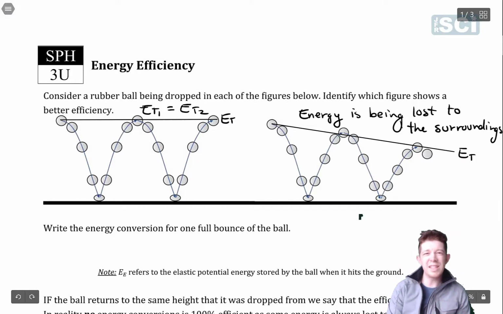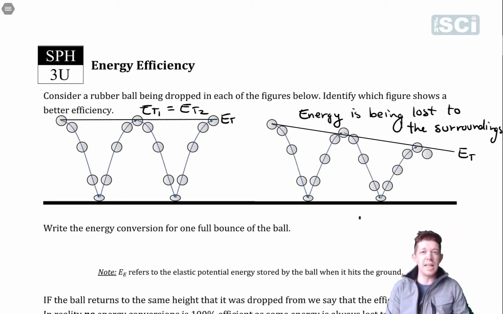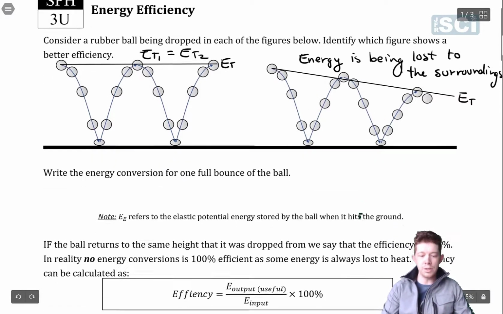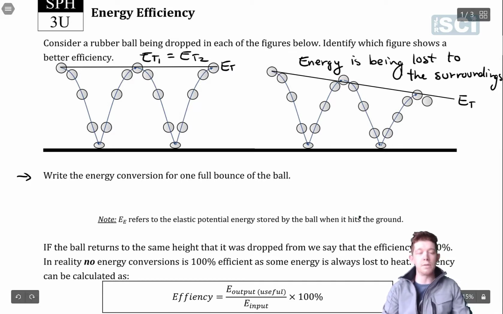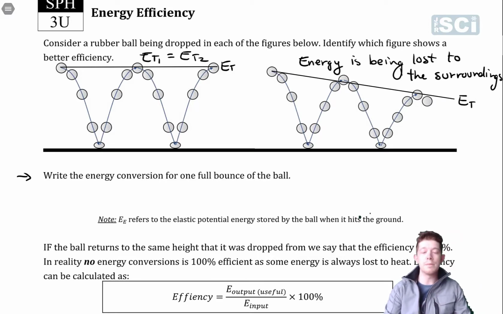So this demonstrates an object that is not very efficient. It's losing energy, or it's getting a lower amount of energy out than what I put into the system. So what I want us to do right now is look at this series of bouncing balls and demonstrate the energy transformations that are occurring. Again, pause the video, see if you can write the energy conversion for these bouncing balls.